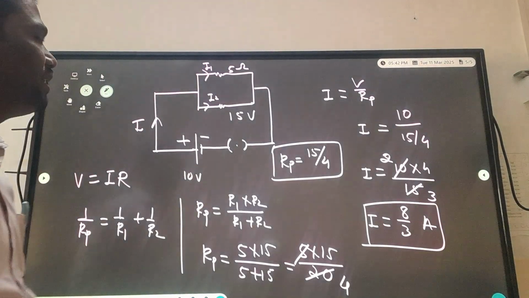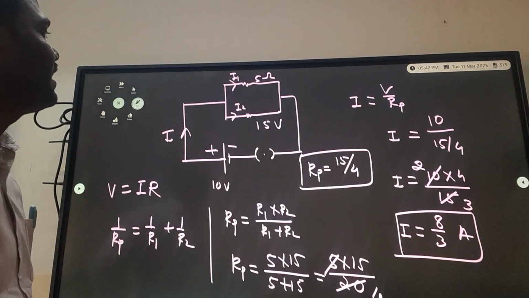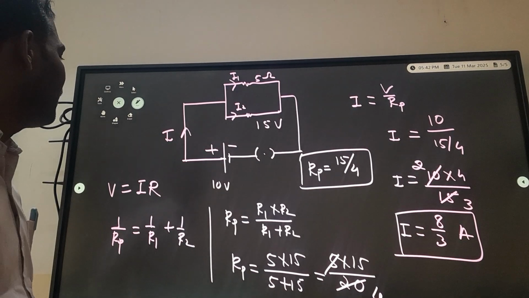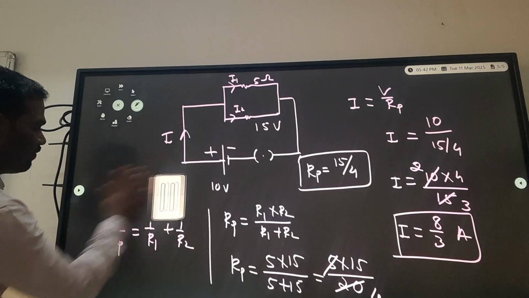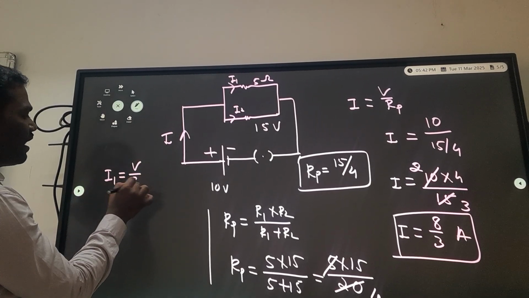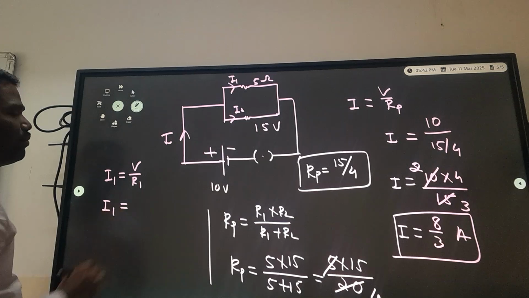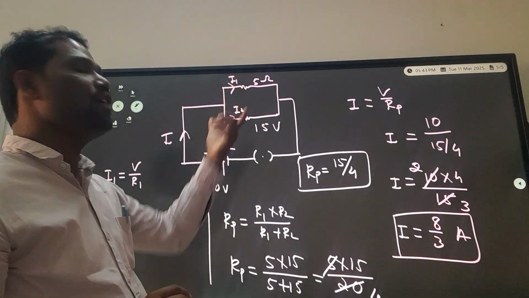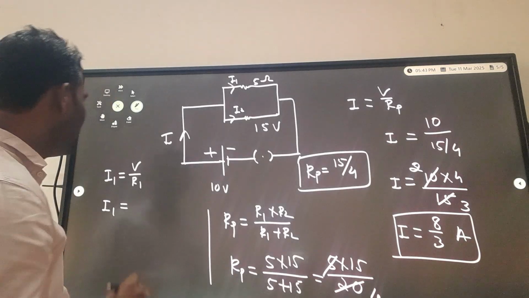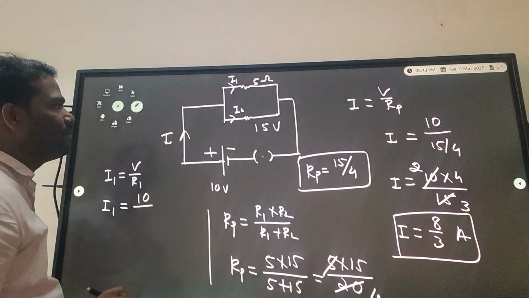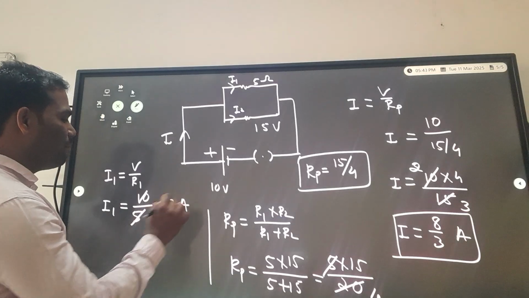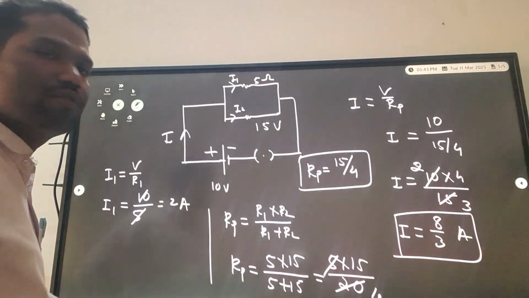Okay, so different current will be there. If we have to find the electric current, we can also find the currents I1 and I2. How can we find that? Simply, I1 is equal to V divided by R1. As we know, the potential difference across I1 and I2 is the same. How much is it? 10 volt, because the battery voltage is 10 volt. We just put the value: 10 volt divided by R1, which is 5. So 10 by 5 is equal to 2 ampere.